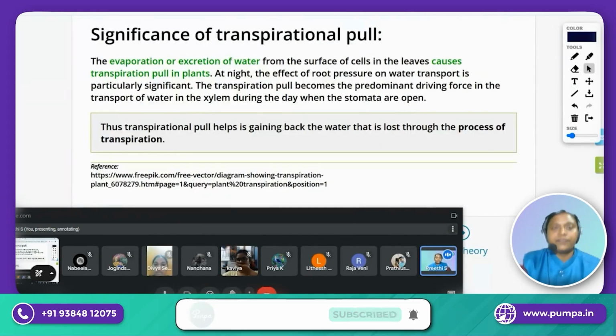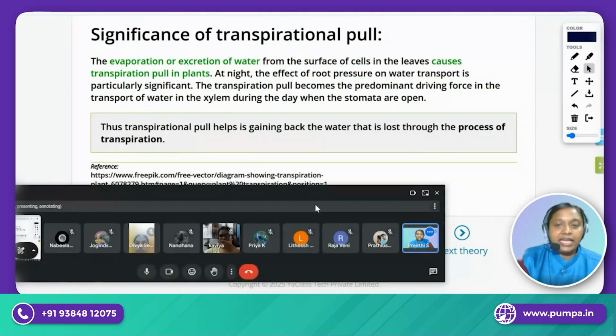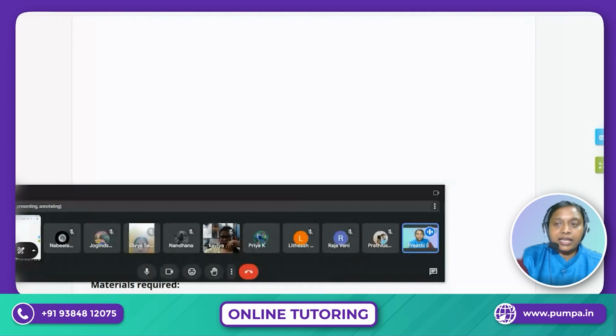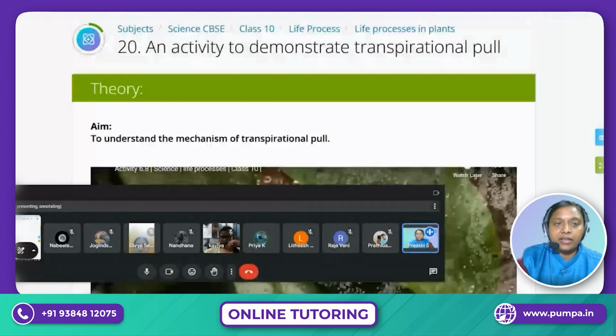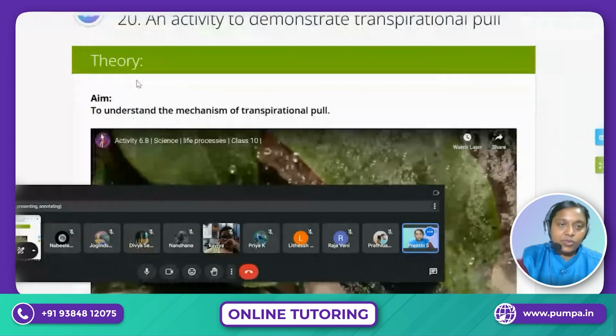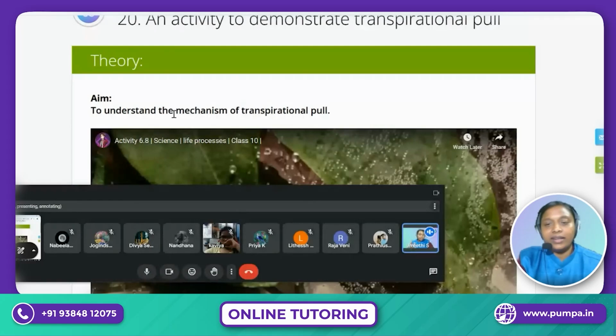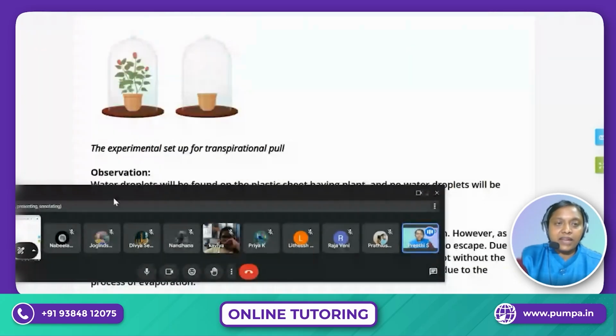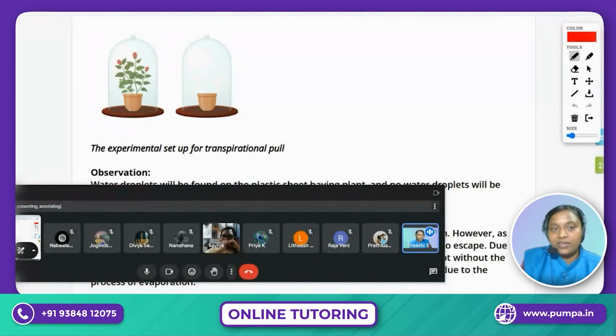Children, any doubts with the transpiration? No, ma'am. Clear? Okay. So there is an experiment given here. The aim of the experiment is to understand the mechanism of transpirational pull. For example, we have taken two plants. We have taken two parts, so only one part will have a plant, another one will not have it.